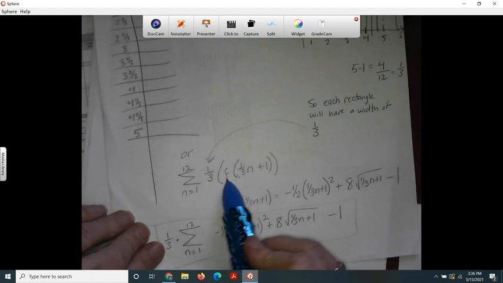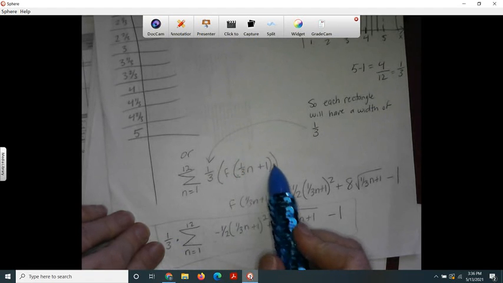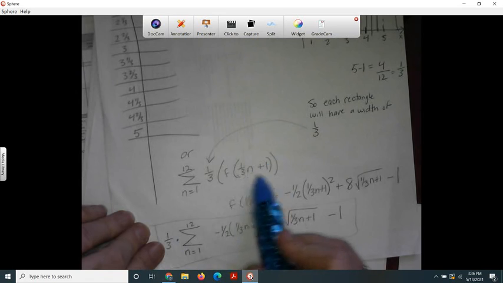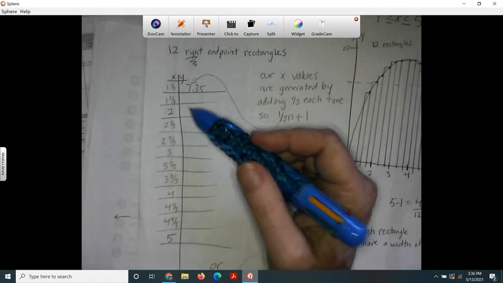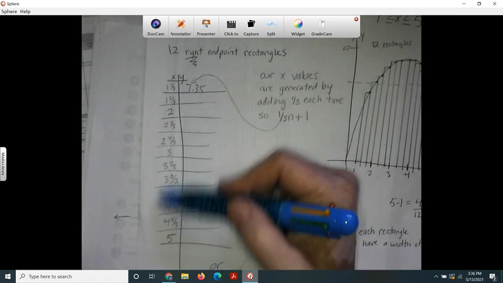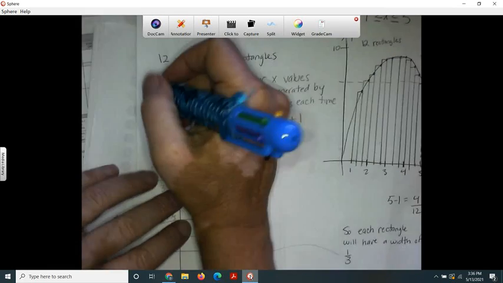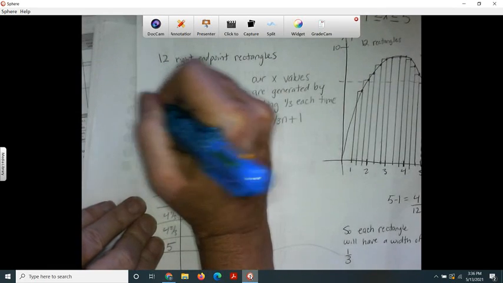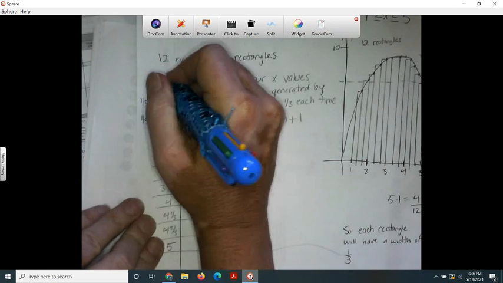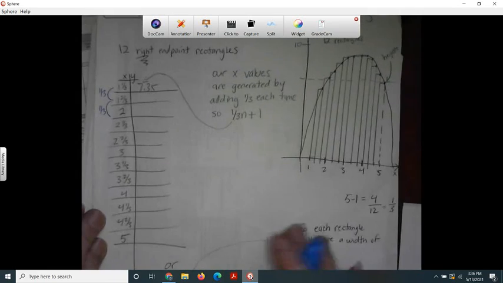is I'm going up each time by 1/3. So it's kind of linear. I'm counting up by the same amount each time, I'm counting up by 1/3. So it's kind of like y equals 1/3 x plus b or whatever.